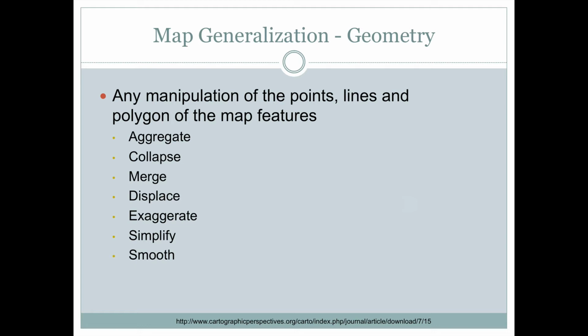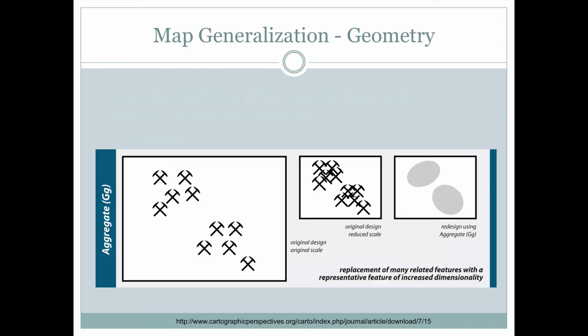So another way to do it besides content is by geometry, and this is any manipulation of the points, lines, and polygons on the map in order to make it look more generalized or simpler. And here's some examples of what we can do. Sometimes we can actually put things together and aggregate them, or we can do any of these other steps in order to make a more generalized map.